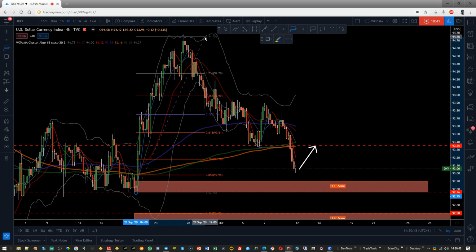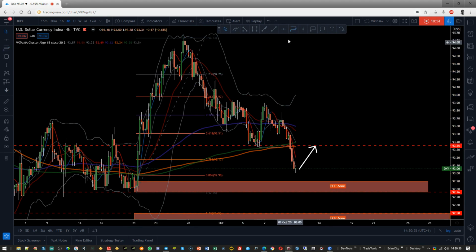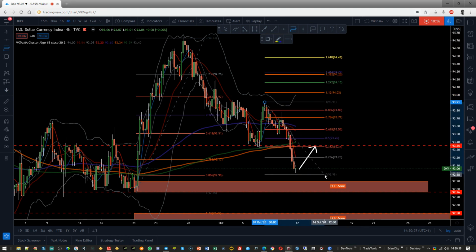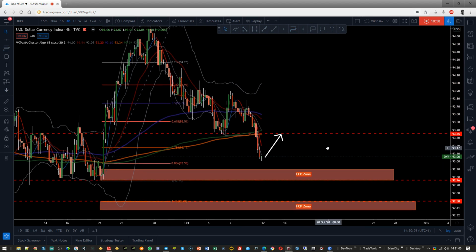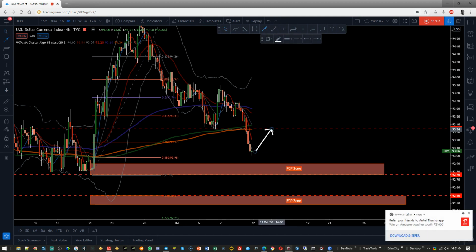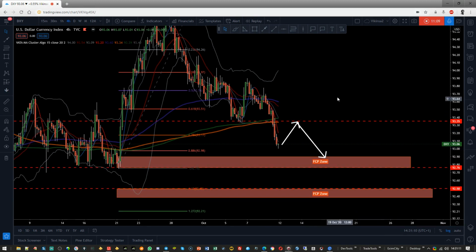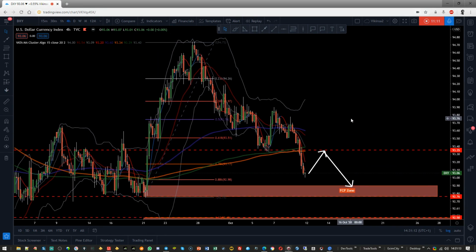Let's look at a few other things just to find out if there is anything. Okay. It's quite possible that the market may come in here and then start to go back down again. So that is also a possibility in there. So this is what we have on DXY.